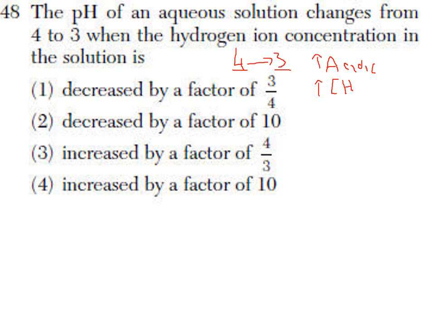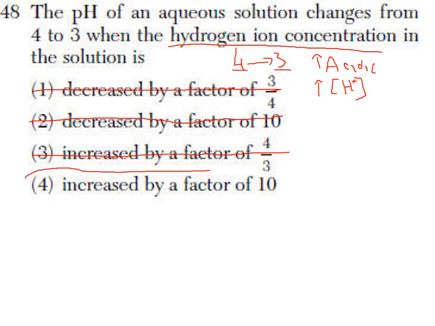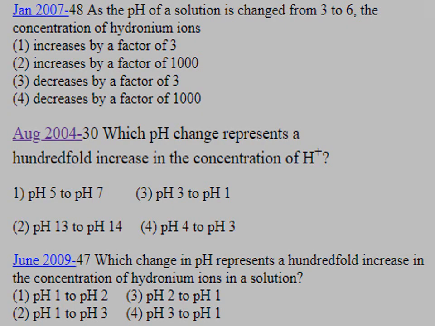So if you look at the multiple choice, we can already delete some of the answers now. The hydrogen ion concentration didn't decrease. So we can delete everything that says decreased. It did increase. And remember, it's all a factor of 10. So it didn't increase by a factor of 4 over 3. There's a difference of 1 between them, so it increased by a factor of 10 in this case. Here are some more practice problems that you can attempt, and you can see the links are provided where you can find the answers to see if you are on the right track.